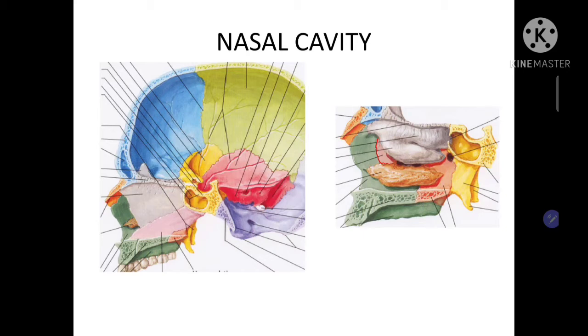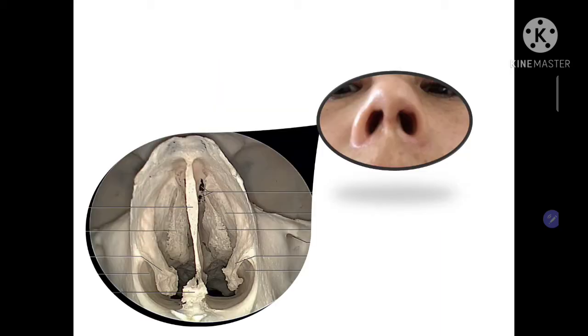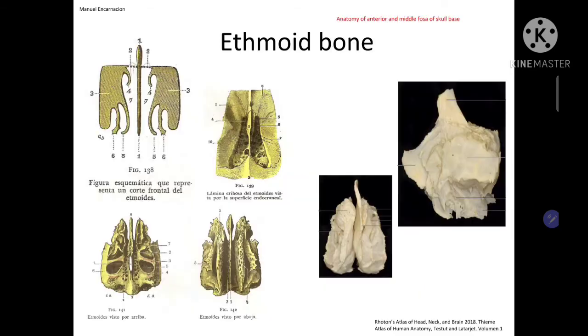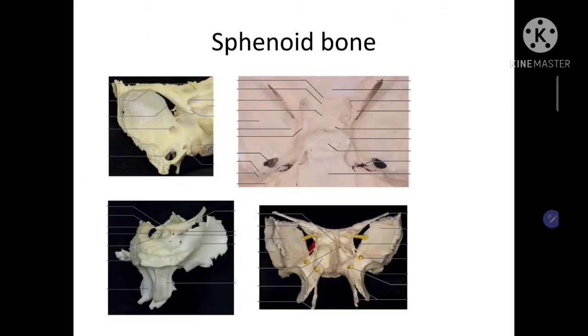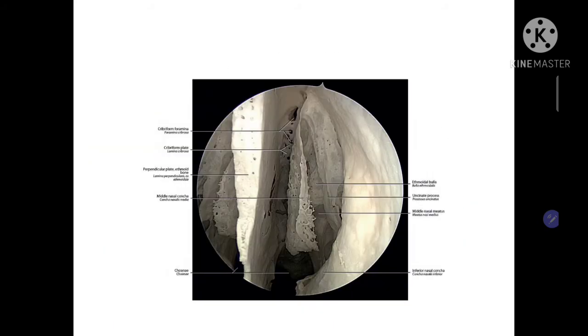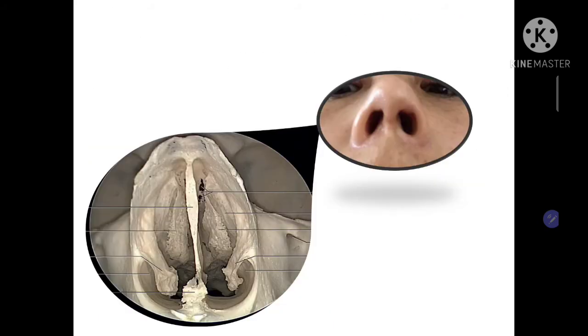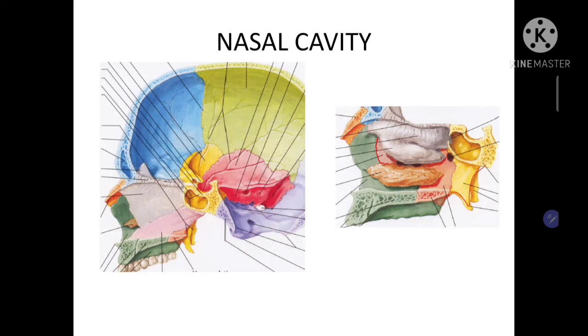And you see here also the sphenoid, the pterygoid process of the sphenoid. The pterygoid process is the only part of this bone that is going to be part of the lateral wall. And continuing here, we have maxillary, lacrimal, ethmoid.